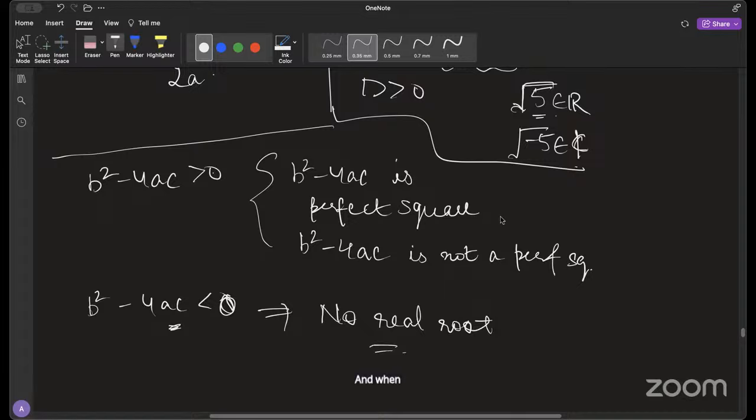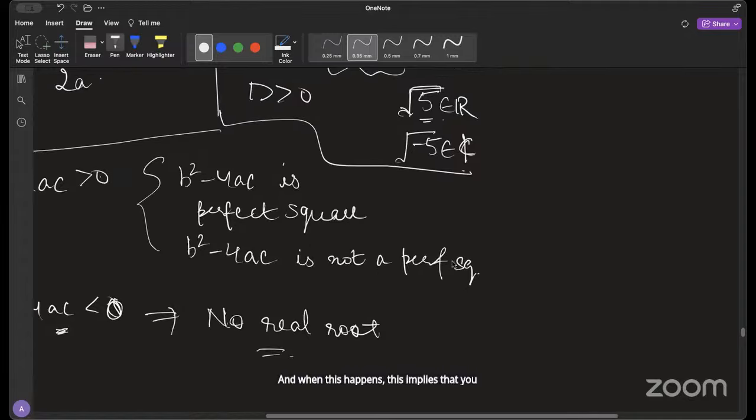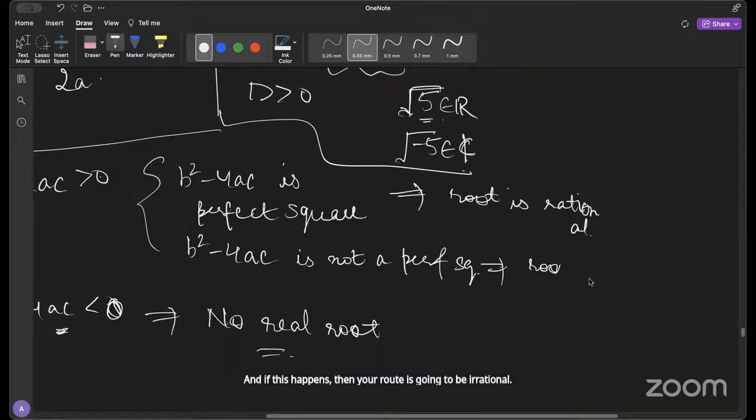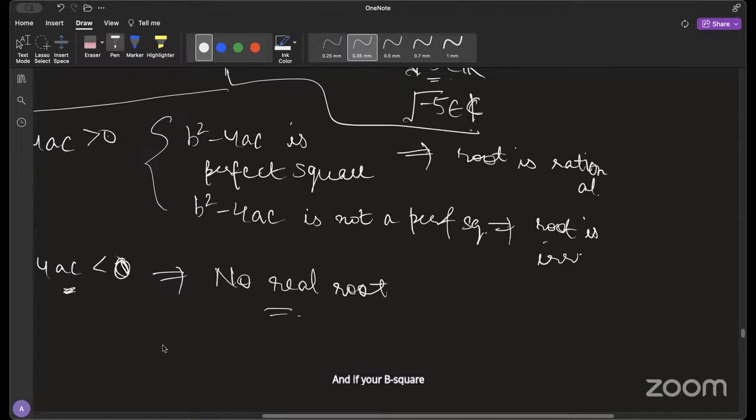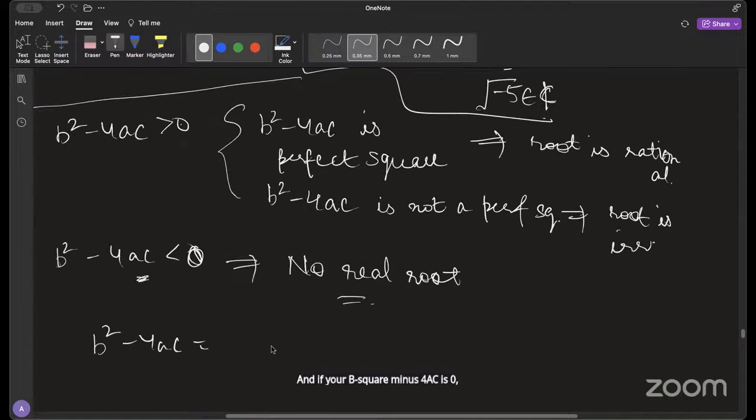And when this happens, this implies that you have real roots, but it depends. If b square minus 4ac is a perfect square, then your roots are rational. And if this happens, then your roots are going to be irrational. And if b square minus 4ac is 0, this means you have repeated roots.